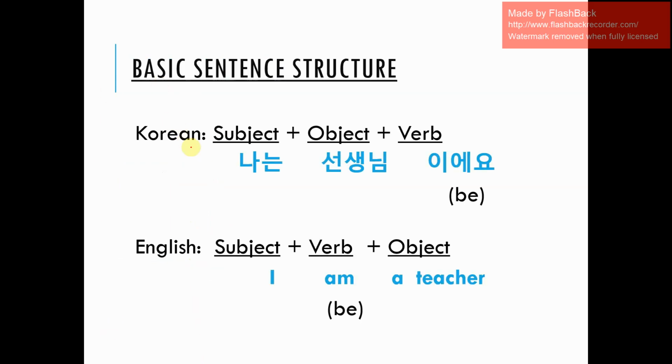And basic sentence structure, we're going to take a look at this. So Korean, you guys start with the subject, object, verb, right? So subject, 나는, I, object, 선생님, and verb, 이에요 or 있다, right? I am a teacher. In English, we change that around. Subject is number 1, verb is number 2, and the object is number 3. So remember that: subject, verb, object. Subject, verb, object. I am a teacher. All right, so that is how we will form our sentences. Please pay attention to that structure when you are speaking.